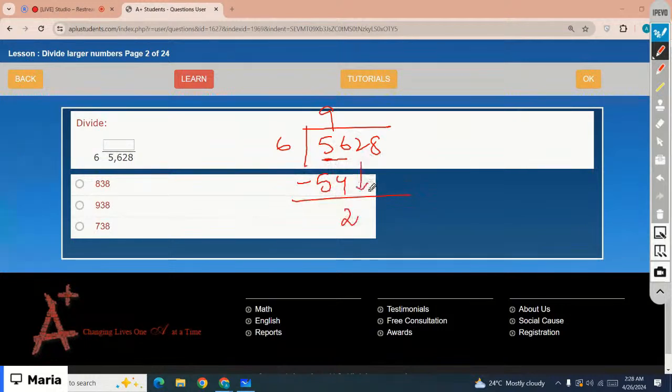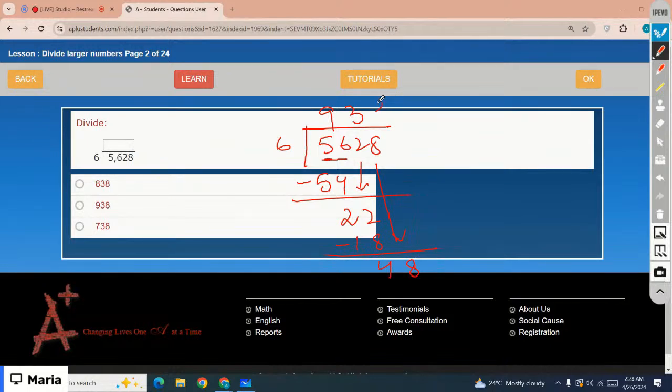Now bring the digit down, that is 22. You have to divide 22 by 6. You need to count the table of 6 until 22 or a number that is less than 22. So we can go for 6 times 3 is 18. And 22 minus 18 is 4. Now bring the last digit down, that is 8. 6 times what number is 48? 6 times 8 is 48, right?